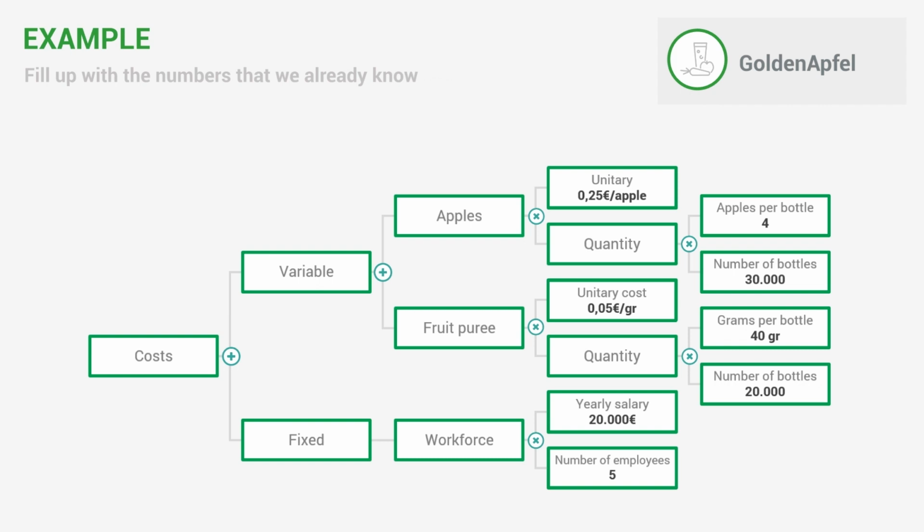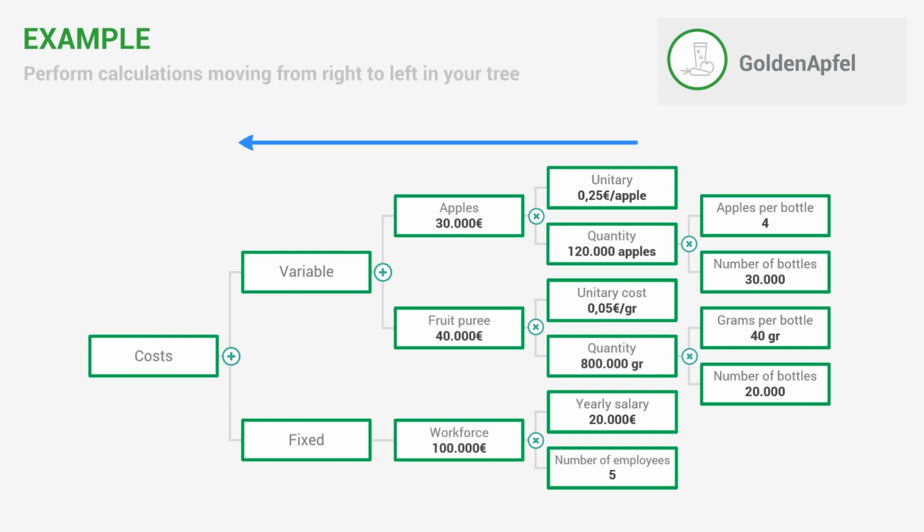Recalling the details of the case, the major cost components are fresh apples at 25 cents each, fruit puree at 5 cents per gram, and workers' pay. 4 apples are required to make 1 bottle of apple juice, whilst 40 grams of fruit puree are needed to produce each bottle of the other flavors. The company employs 5 full-time workers receiving a €20,000 annual salary. Now we perform the calculations, moving from the right of the tree to the left. Finally then, we can sum the values for the variable and fixed costs to arrive at the total costs.